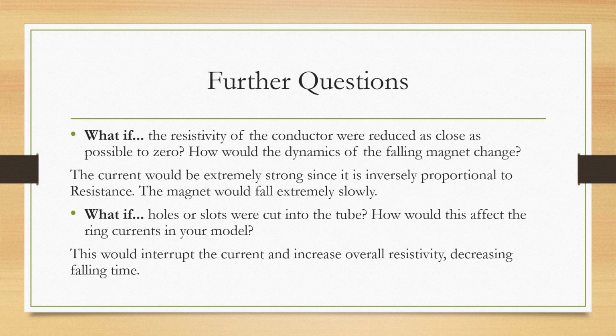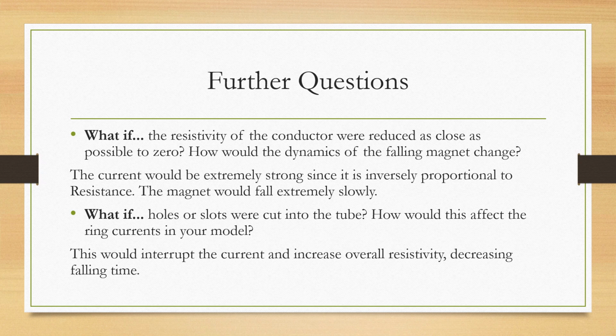What if the resistivity of the conductor were reduced as close as possible to 0? That would make the induced current very, very strong, since it's inversely proportional to resistance. So that would make the slowing effect really strong and make it fall very slowly.